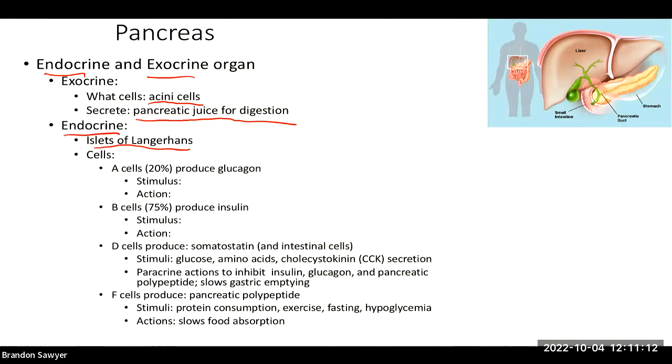So there's A cells, B cells, D cells, and F cells. The A cells are also known as alpha cells. Those are the ones that produce glucagon. The stimulus for the release of glucagon would be low blood glucose, I'm just going to write BG for blood glucose. So when our blood sugar is low, that stimulates these alpha cells to release glucagon.